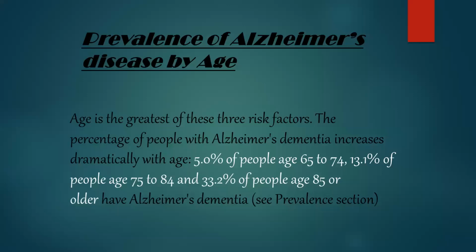Prevalence of Alzheimer's by age. Age is the greatest of these three risk factors. The percentage of people with Alzheimer's dementia increases dramatically with age. 5% of people aged 65 to 74, 13.1% of people aged 75 to 84, and 33.2% of people aged 85 or older have Alzheimer's dementia.